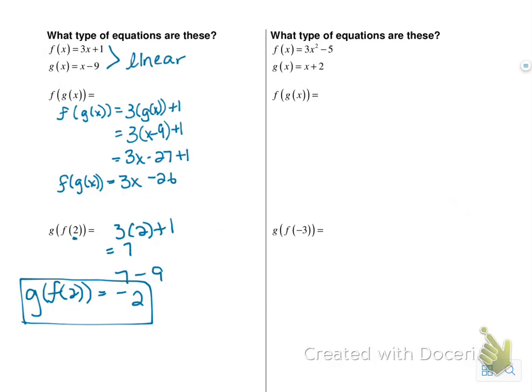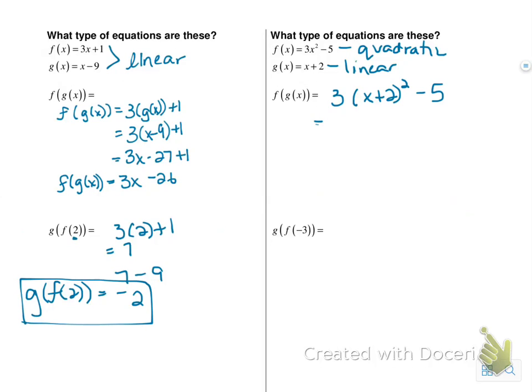Okay, so let's look at this next one. Now what kind of equations do we have here? I still have one linear. What's the other one? Hopefully you said quadratic. Okay, so first I'm going to put g inside of f. So 3, and instead of x, what am I going to put in place of x? x plus 2 minus 5.